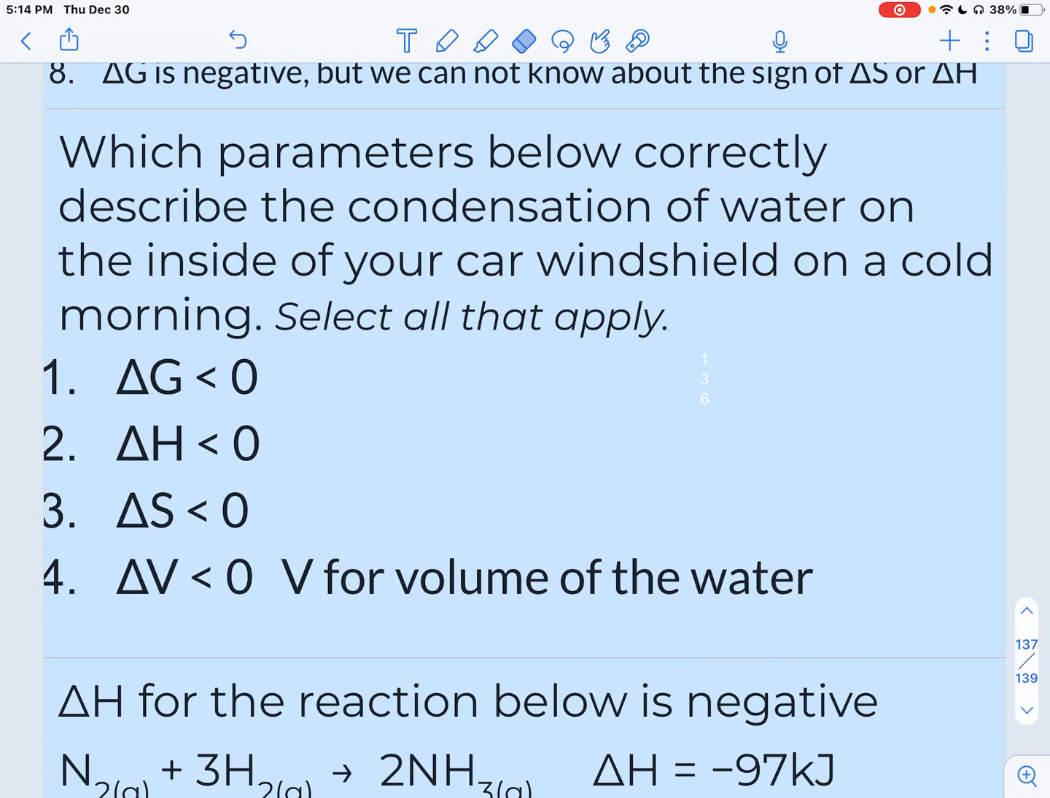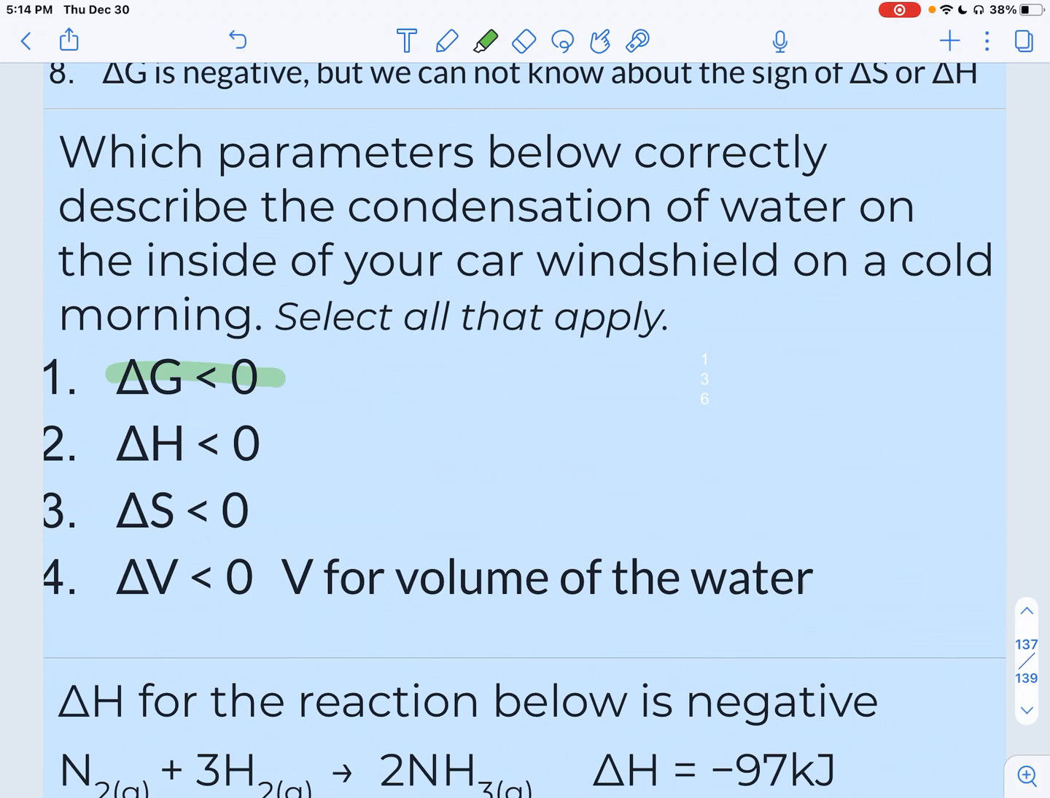All right, a few more questions about these numbers. Which parameters below correctly describe the condensation of water on the inside of your car windshields? Delta G will be negative because it does spontaneously happen. It is an exothermic reaction because we're going from gas to liquid, so we know we release energy.